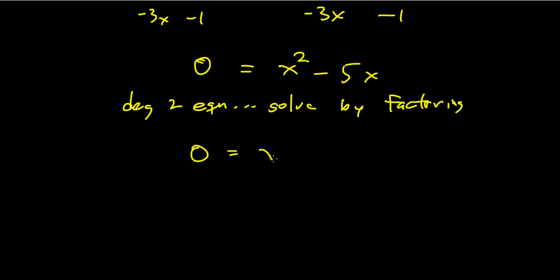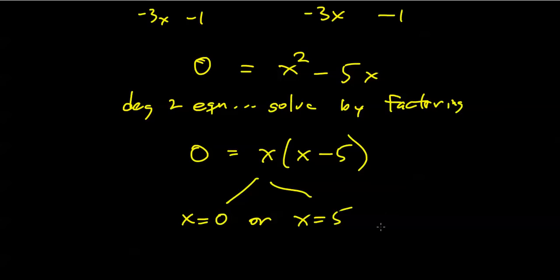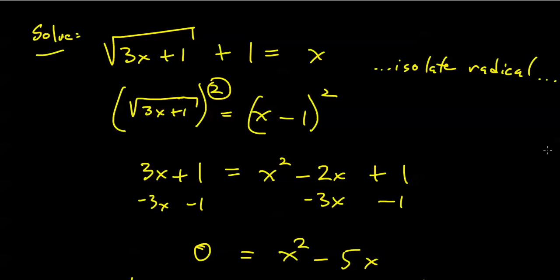I'll factor the right hand side. Alright, so just a GCF factoring, that's all there is to it on the right hand side. So x times x minus 5 equals 0. So I've got two solutions, x equals 0 or x equals positive 5. Now remember, these are candidates for a solution. You must check to make sure they work by subbing them in to your original equation.